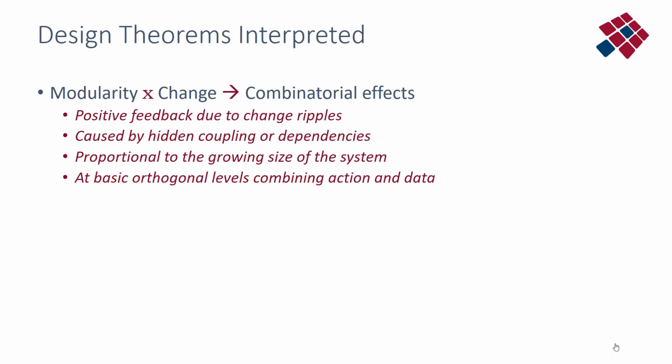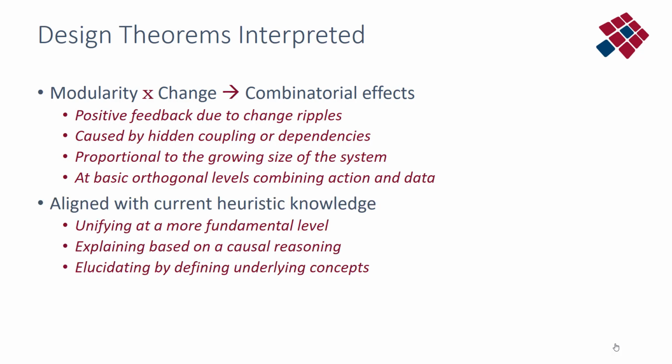And actually they emerge and appear at very basic orthogonal levels where you basically combine some actions, some data, pass some data, etc. We also see that these design theorems are completely aligned with current heuristic knowledge, which is a good thing. However, they unify to some extent. Instead of tens and tens of heuristic rules or bad code smell rules, there are only 4 design theorems which really explain most of these heuristic rules and these bad code smells.